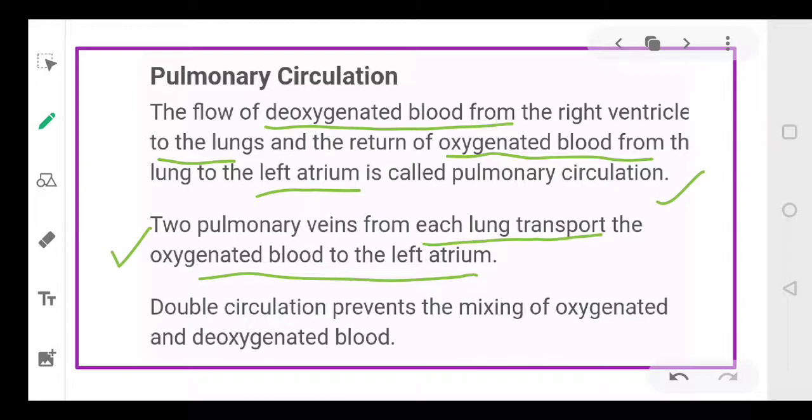So in human beings there is no mixing of blood at all. And this is very, very important, because human beings cannot tolerate mixing of blood. Why can we not tolerate mixing of blood? Because our energy requirements are very, very high, and secondly, we require a large amount of oxygen.